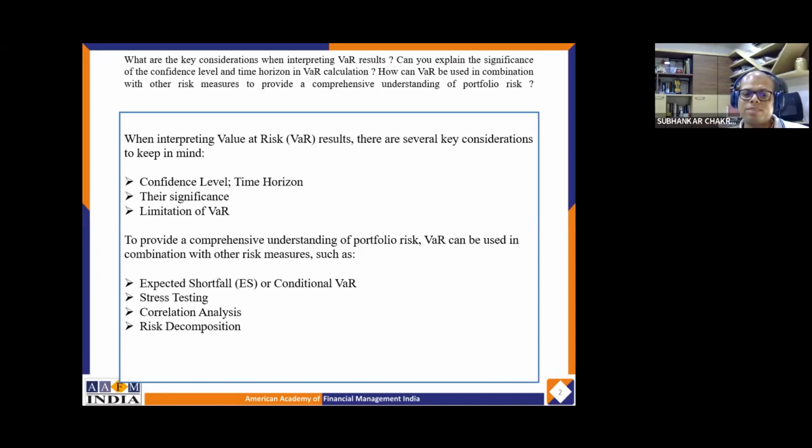Now, the first one is expected shortfall, or conditional value at risk. Value at risk gives you an understanding of the confidence level and the time horizon. Expected loss, or ES, tells you that if it falls under those 5%, which is where the loss is going to happen, how much would the loss be?